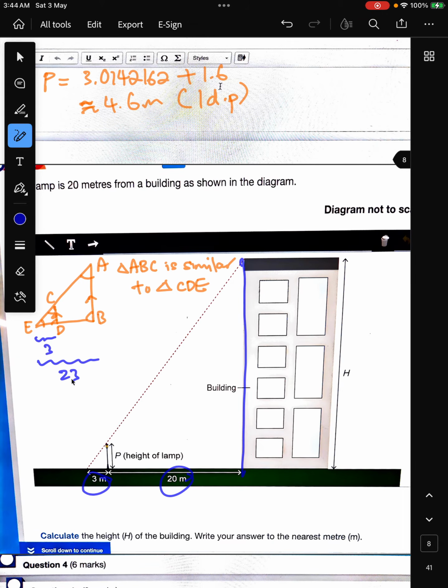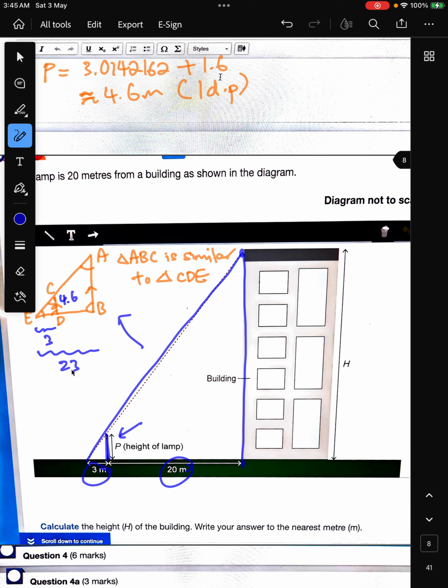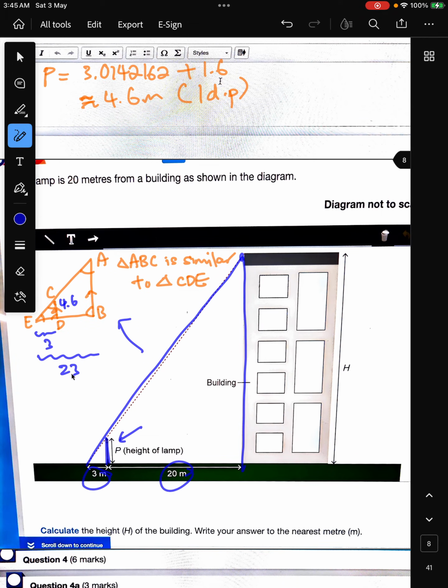If you look at this triangle, it does look similar to the one that we just drew right above. And we do know that the height of the lamp, which is this length here, is what we found earlier, which is 4.6 meters. So I'm going to use 4.6 for this length here. I think we have sufficient information for us to solve the question.